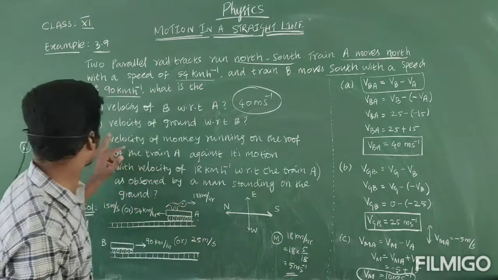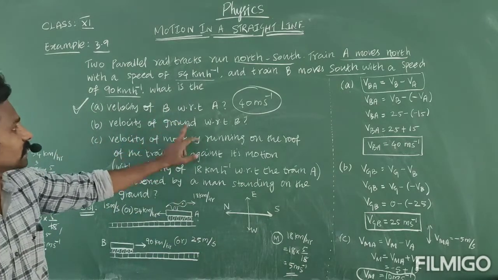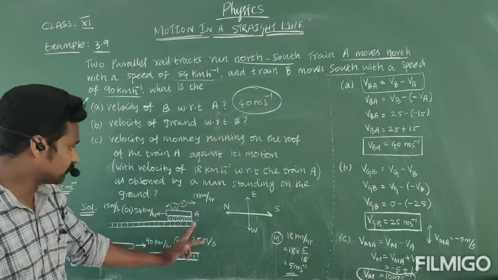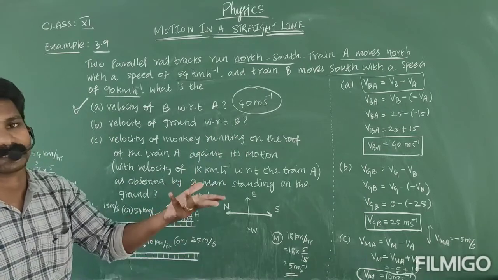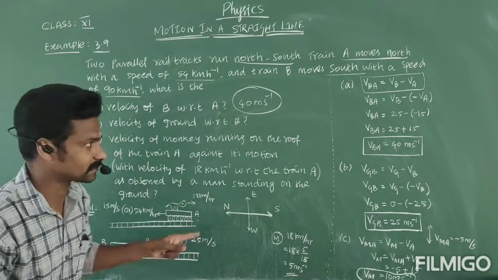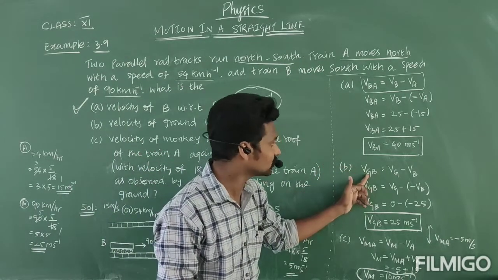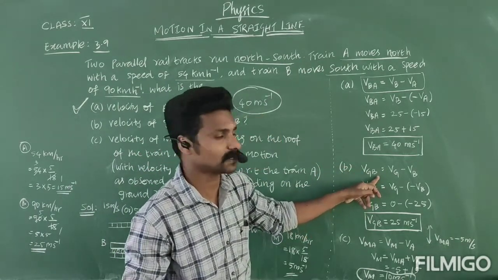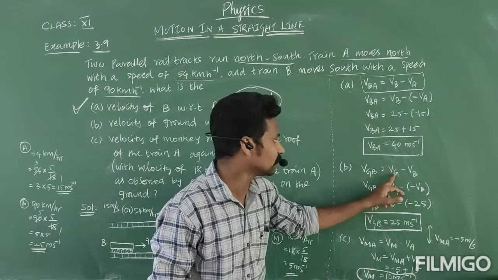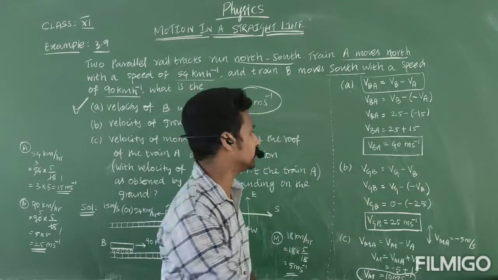So here the question is the velocity of ground with respect to B. Actually B's velocity was 25 meter per second, so that only we are going to calculate. See that, as per the procedure, velocity of ground with respect to B. So as a formula, how can we write? Velocity of ground minus velocity of B, like this.